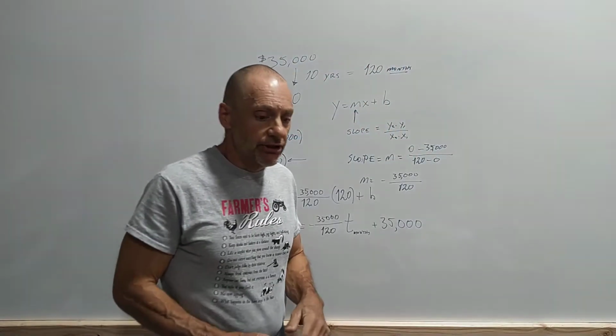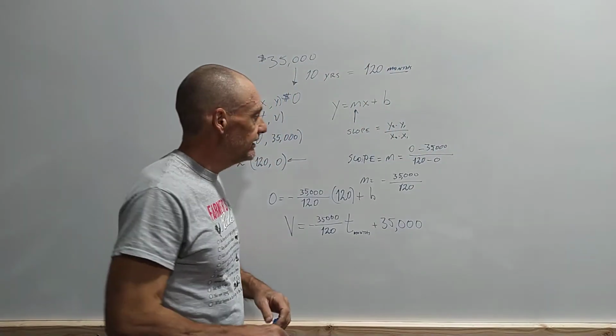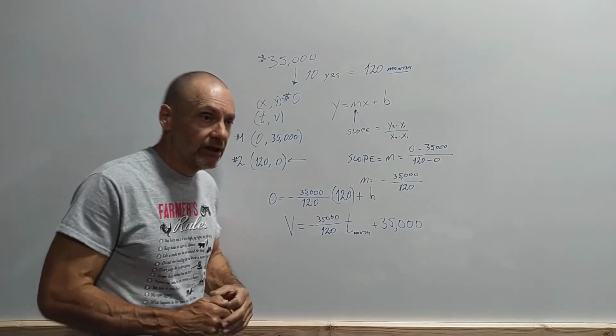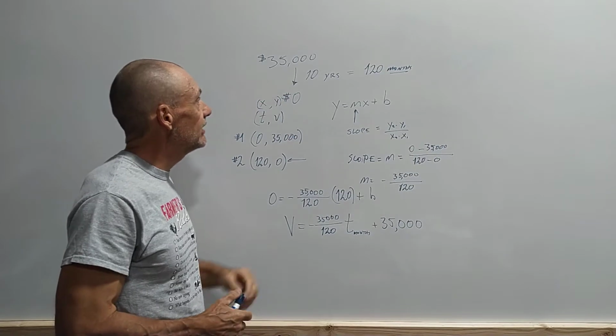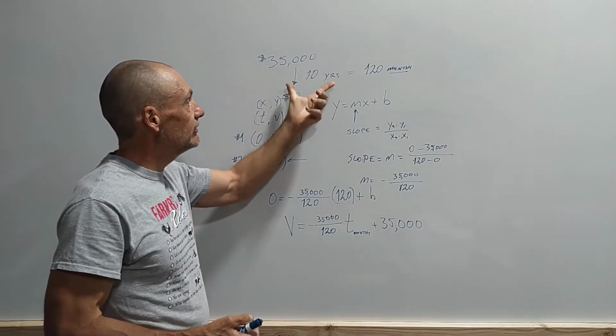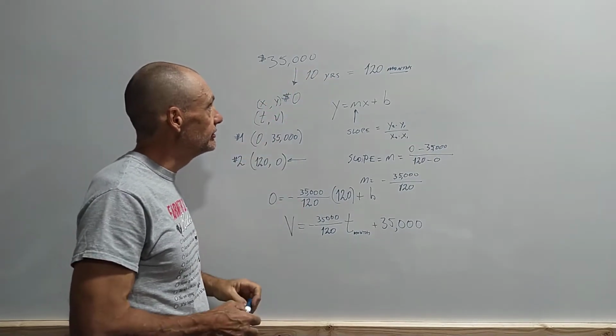Okay, so this question comes from the pre-calc class, and it's about depreciation, all right? So let's say we have a piece of equipment or something that costs $35,000. Its value today is $35,000. We want to depreciate it over a period of 10 years.